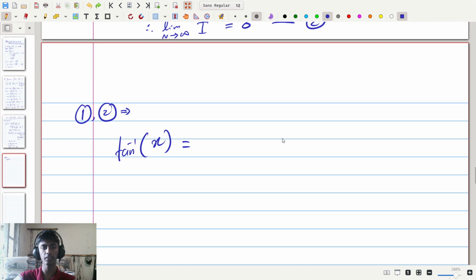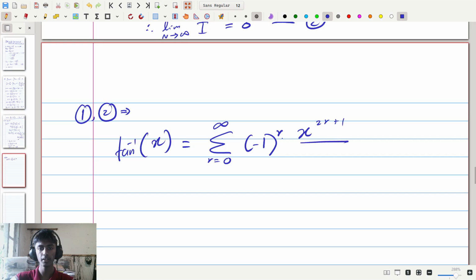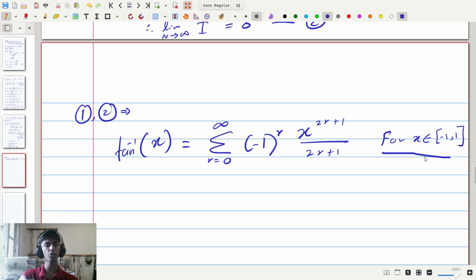So we can go down here and write this is the sum from r equals 0 up to infinity of negative 1 to the power of r times x to the power of 2r plus 1 divided by 2r plus 1, and this was convergent for x between negative 1 and 1. So we can write for x an element of negative 1 to 1. The reason we need this condition is because we assume this condition in order to get to this result.